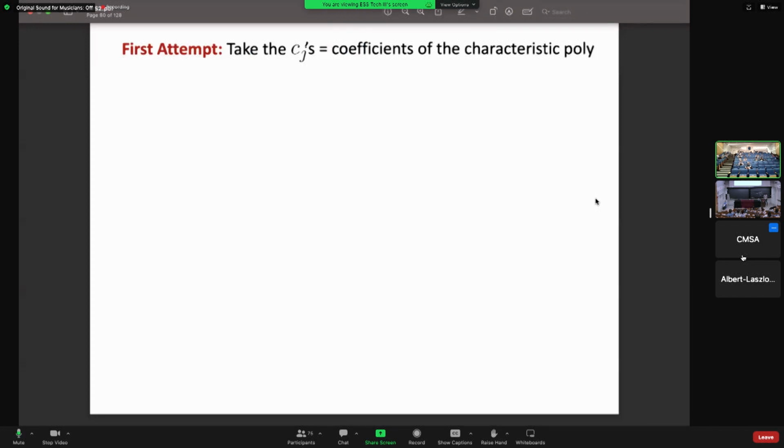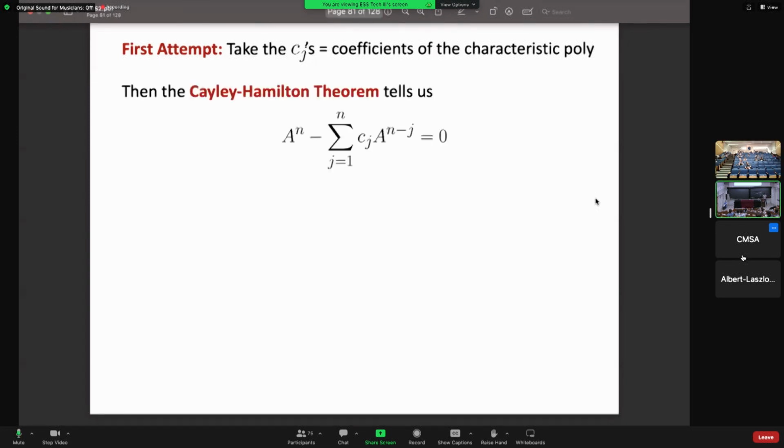It's very hard to understand what the strategy is in one go, so I'm going to work up towards it with a bunch of thought experiments. Let's try a clever choice for the c_j's. We can take the characteristic polynomial of the matrix A and look at the c_j's as the coefficients of that characteristic polynomial. I claim this will be a very good first start. It's definitely not going to work, but it'll get us going. Why does the characteristic polynomial make sense as a starting point?